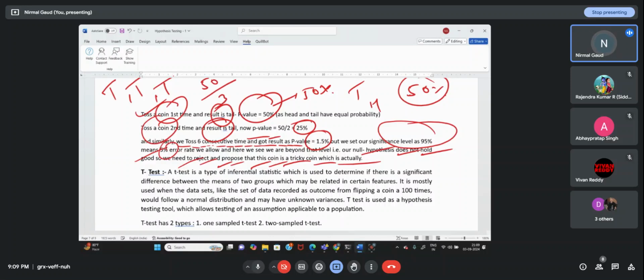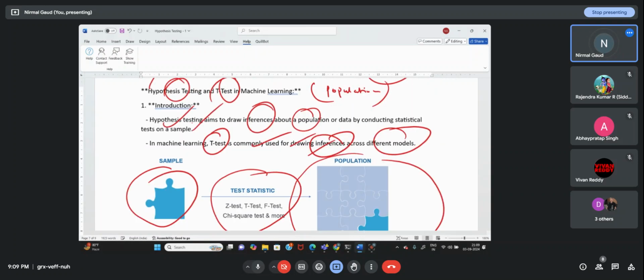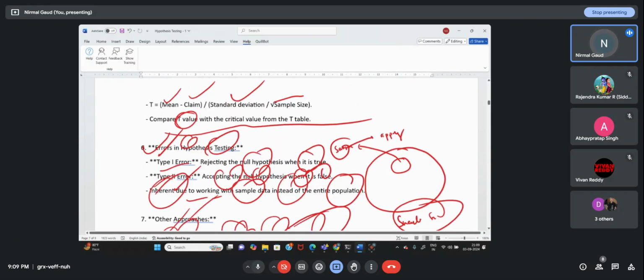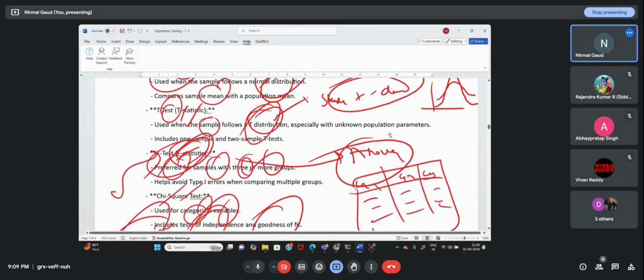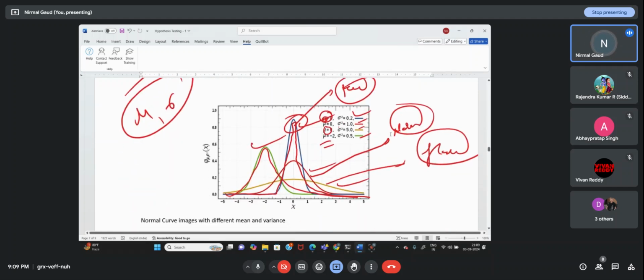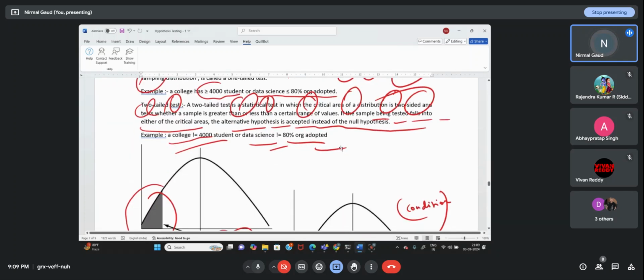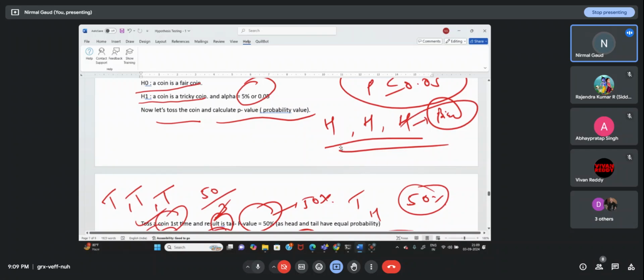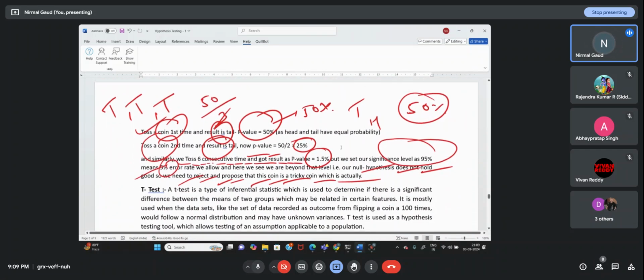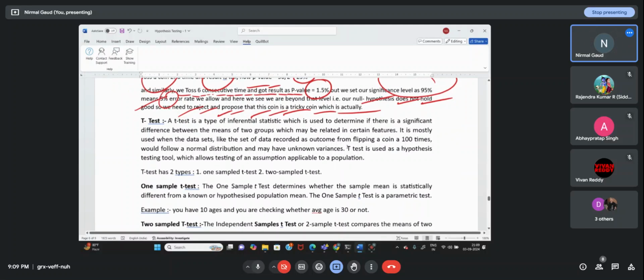But if tails keep coming two times or three times, you divide it by the number of times you are getting it. Okay, so in that particular case, your probability gets down, down, down. And the significance level you have considered is 5%. So if it gets reduced to less than 5%, then obviously your coin is tricky or unfair. Okay, so this is how we perform the testing.